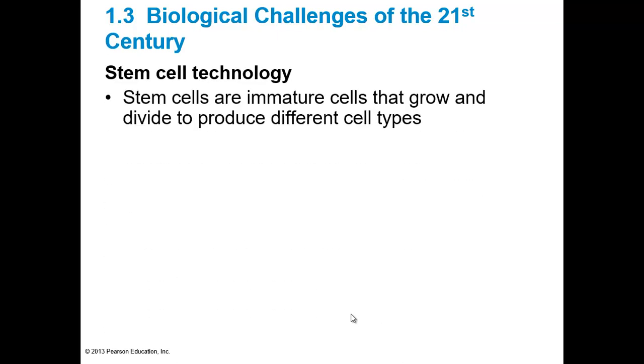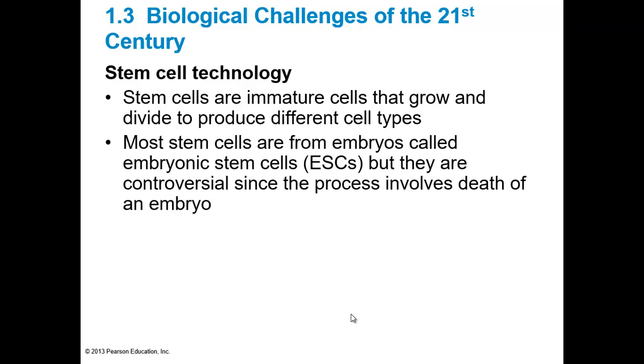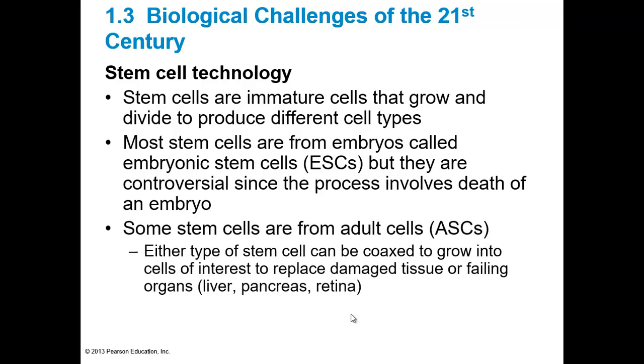Okay, and then back to stem cells. Obviously, you've heard this before, stem cells are immature. They haven't differentiated, and as they grow and divide in the body, then they differentiate and they become different cell types. Okay, they're very useful because by growing stem cells in the laboratory, you can regenerate lots of different types of tissues. And most stem cells are embryonic stem cells. They come from human embryos. And this is very controversial because of life issues, determining when the beginning of life is, and they involve the death of an embryo. But you can get stem cells from adult cells.